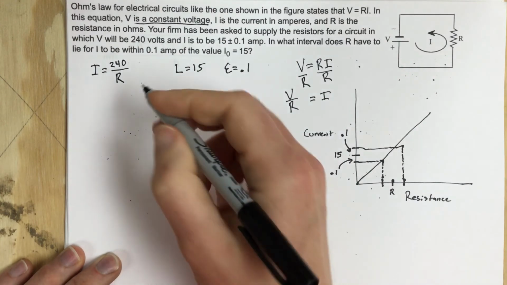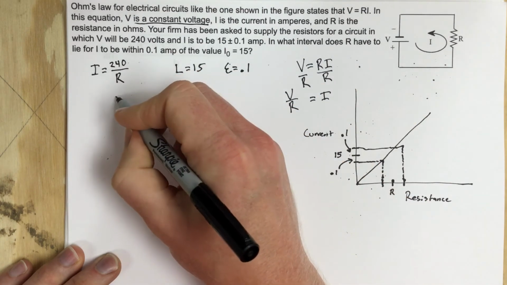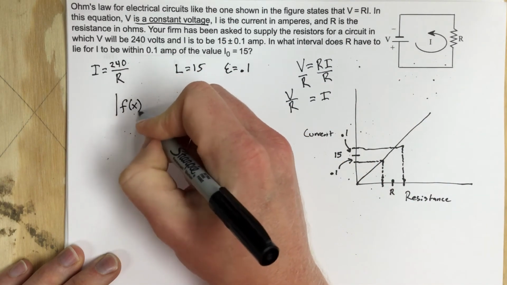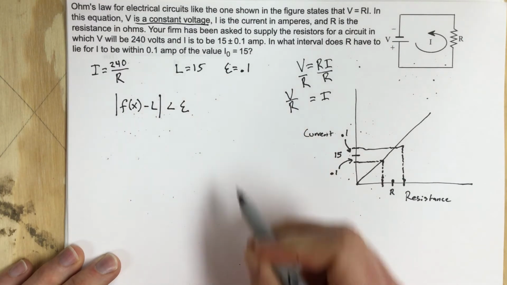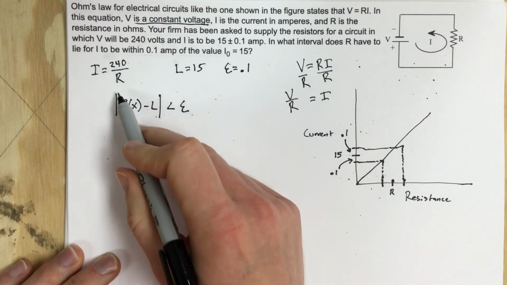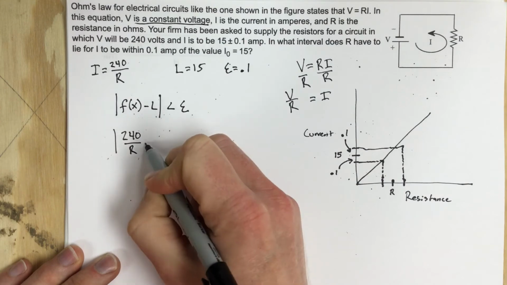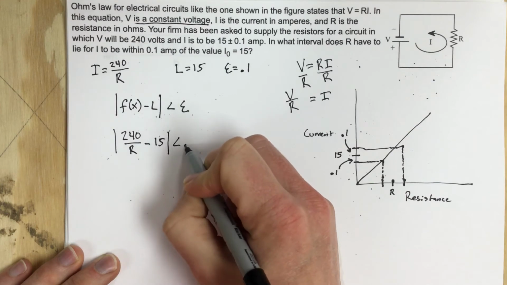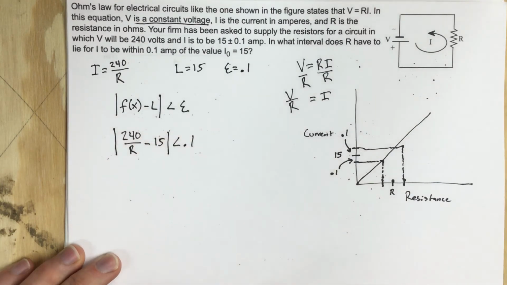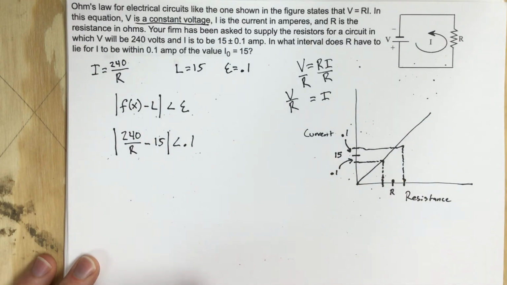Okay. Let's go ahead and start writing out how we find the resistance. So we know that we're going to take f of x minus L, and that's got to be less than epsilon. So we plug in 0.1 and we plug in the 15 and our function, and we get absolute value of 240 over R minus 15 is less than 0.1. Now I always like to use an equal sign and set up my absolute values and then just use the number line to check to see where my solutions lie.